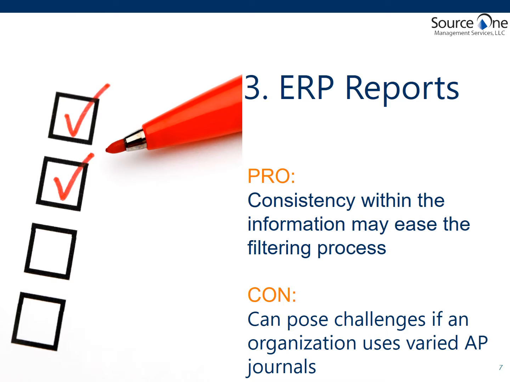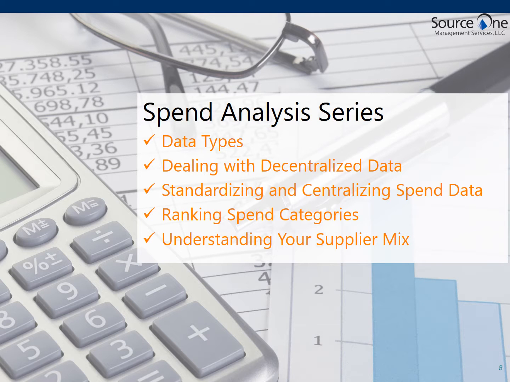A disadvantage of using an accounts payable report instead of a general ledger is that it is possible that each business location within an organization may be working under its own accounts payable journal. If you are sourcing for multiple locations, this means you would need to do a report for each particular location and then combine the files, which can be a very time-consuming activity.